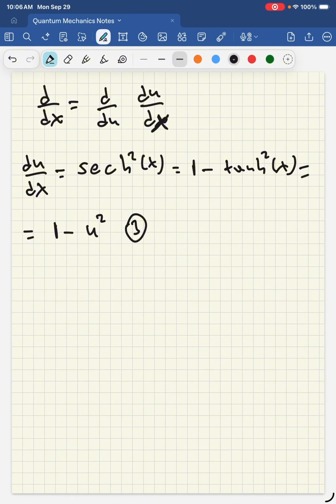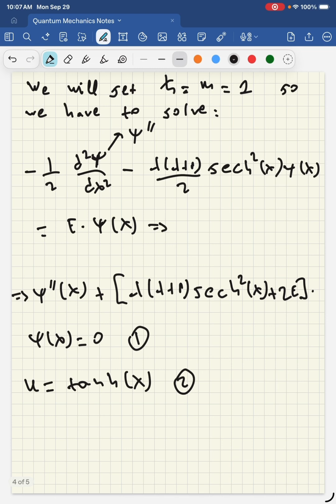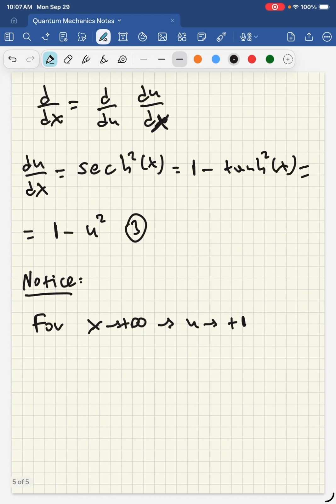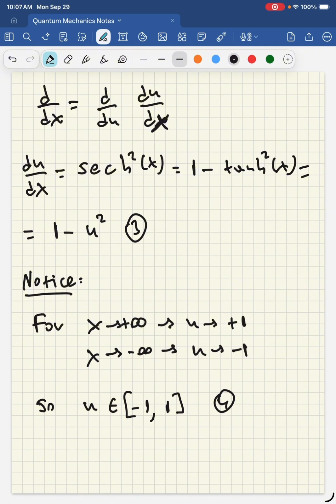Another thing that is important to notice is that for x going to plus infinity, u goes to 1, because of this substitution. And if x goes to minus infinity, then u goes to minus 1. So u is in the region between minus 1 and 1 included. So that's 4. Okay, let's keep working.